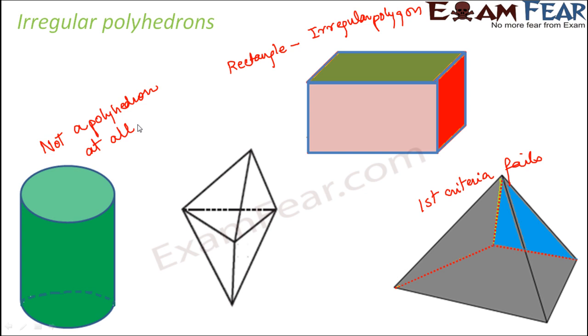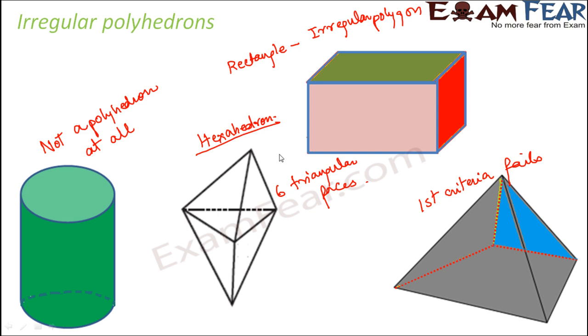Fourth example, let's think of the hexahedron. What is hexahedron? Hexa means 6. So it is a polyhedron with 6 faces. So here each face is a triangular face. So it has 6 triangular faces. So in this case, each of these triangles might be an equilateral triangle. So that means the first criteria might get satisfied.